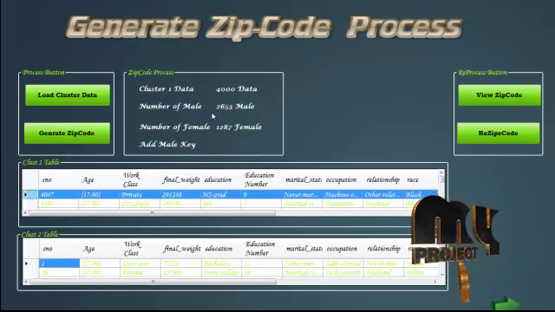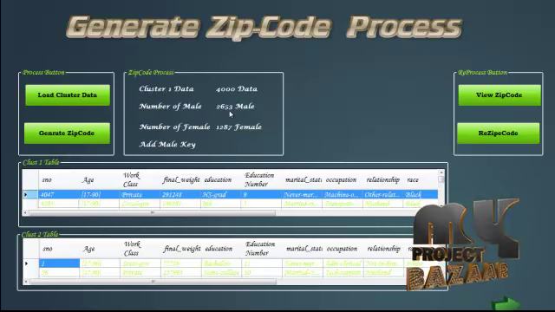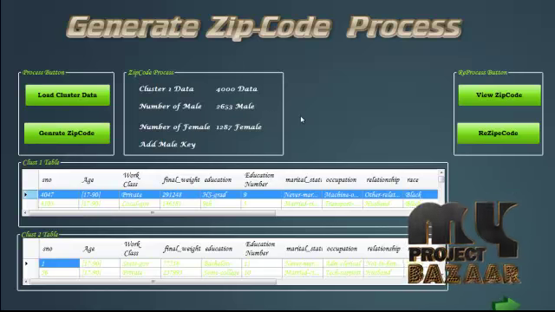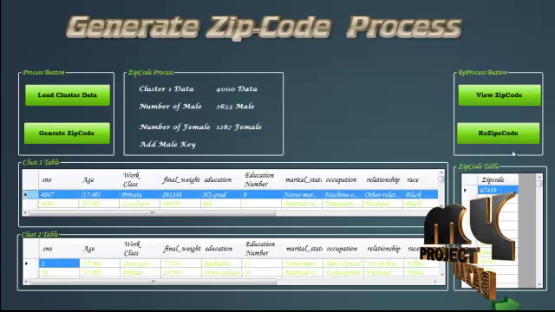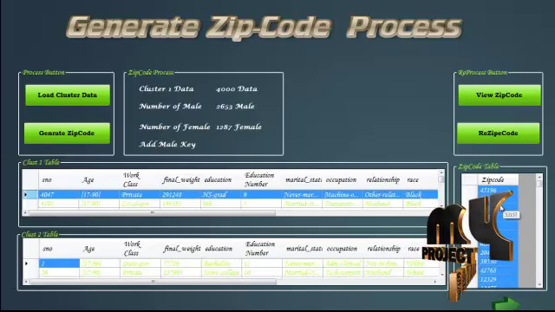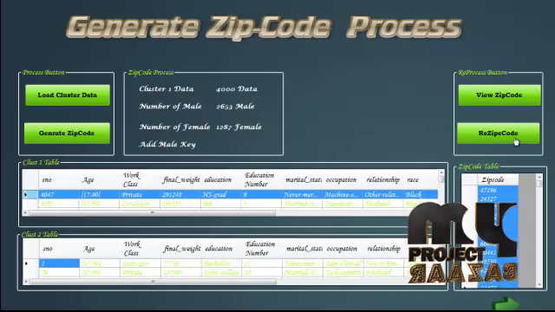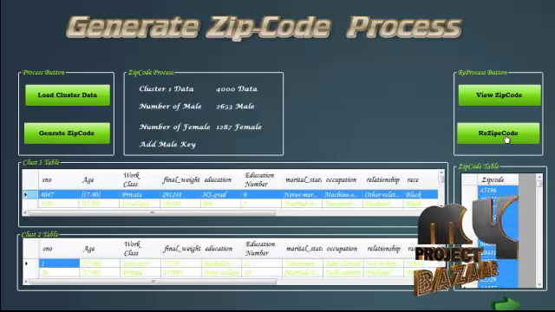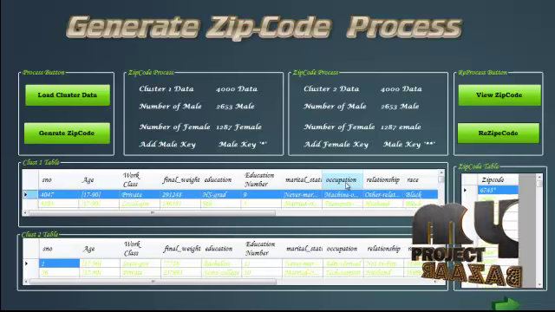In the number of males and females, 2653 males and 1287 females have been included in our data set. Generate and view the zip codes. This is our generated zip codes, and re-zip code has been generated for the male and female, including the individual key and identifying the zip code process. Click the re-zip code process. Re-zip code has been generated successfully.